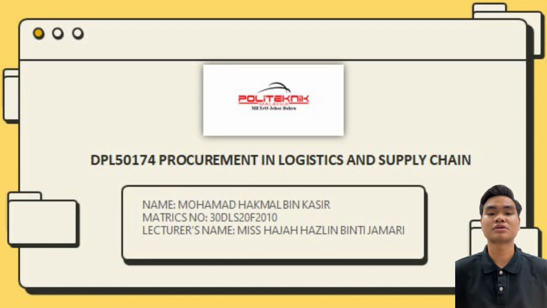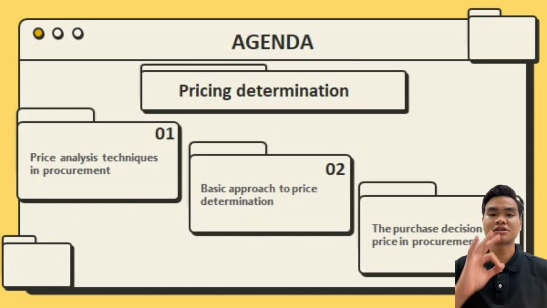I want to talk about procurement, logistics and supply chain, course code DPL 50174. There are three agendas in pricing determination, which are the price analysis technique in procurement, second is basic approach to price determination, and lastly the purchase negotiation price in procurement.